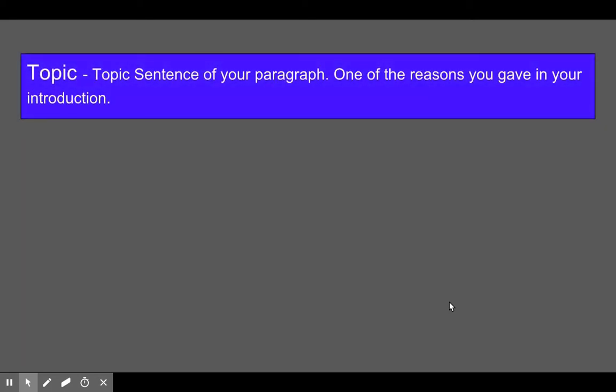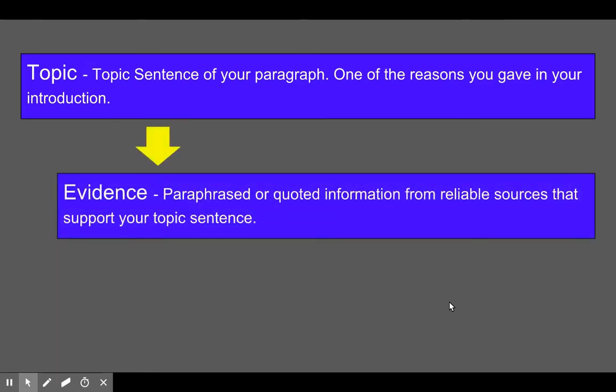Before we look at an example of how to write a good explanation, let's review what's included in a good body paragraph. You have to have your topic sentence. The first sentence of each body paragraph should be one of the reasons you gave in your introduction. You should always have at least 2 reasons in your introduction. Those reasons provide the topics for each of your 2 body paragraphs. The topic sentence will lead into your evidence. This is paraphrased or quoted information from reliable sources that support your topic sentence.